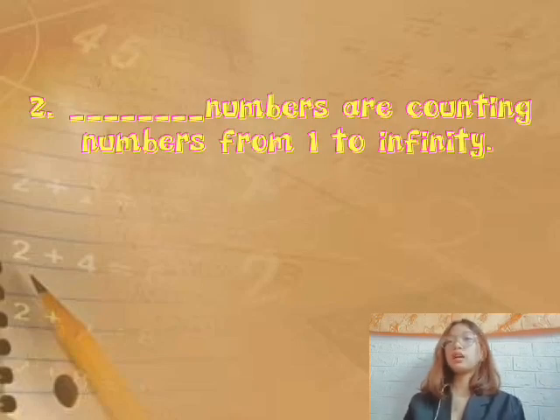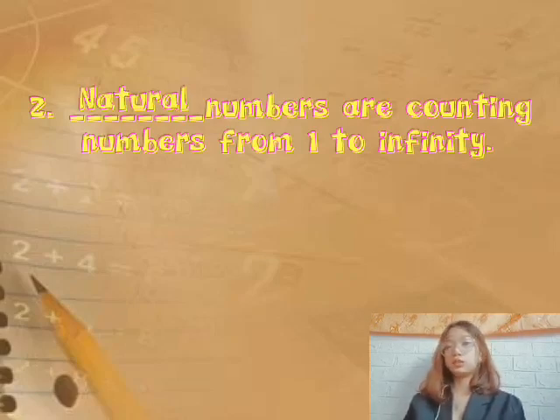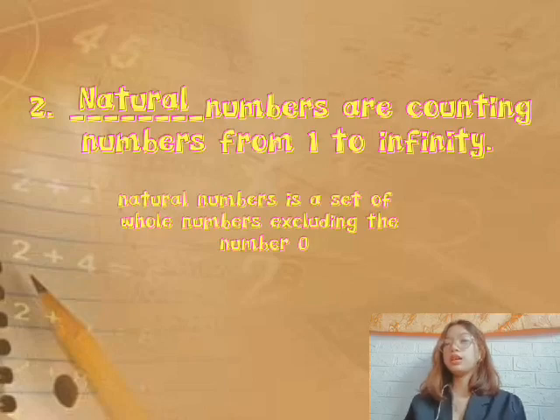Number 2. Blank numbers are counting numbers from 1 to infinity. The answer is natural. Natural numbers are a part of the number system which include all the positive integers from 1 to infinity and are also used for counting. In other words, we consider natural numbers as a set of whole numbers including the zero.